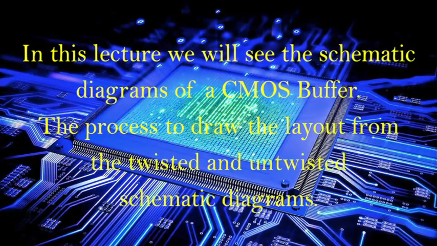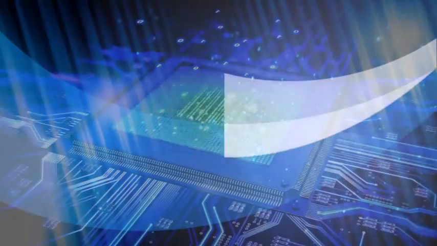In this lecture, we will see the schematic diagram of a CMOS buffer. Then we will convert the normal schematic to twisted schematic, and then the process to draw the layout from these two schematic diagrams. So now, this is a CMOS buffer.